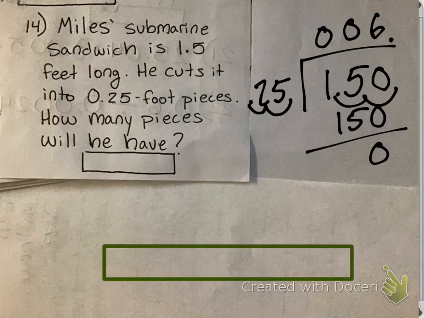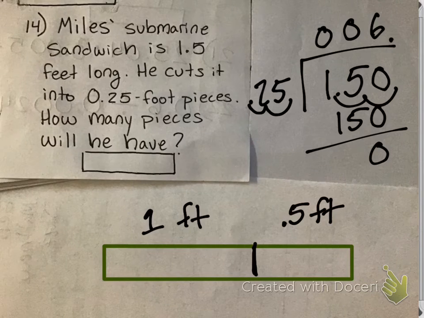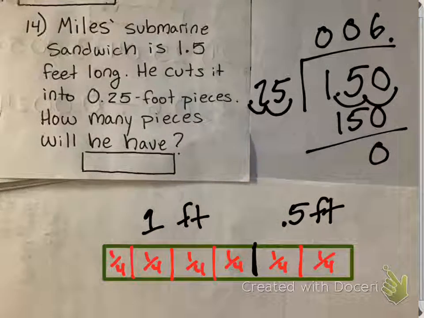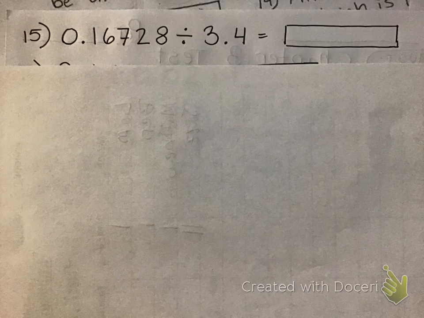Here's the 3rd grade way we can do it. We know that this is 1 foot, and this is 0.5 feet. We want to cut it in 0.25 feet, which means we want to cut it in fourths. We cut it into fourths: 1/4, 1/4, 1/4, 1/4. And we get 6 pieces. So there's 2 ways to do that. I highly recommend the 6th grade way now that we're in 6th grade.